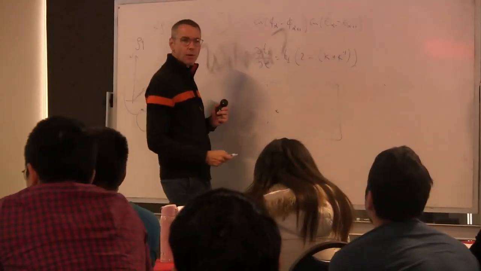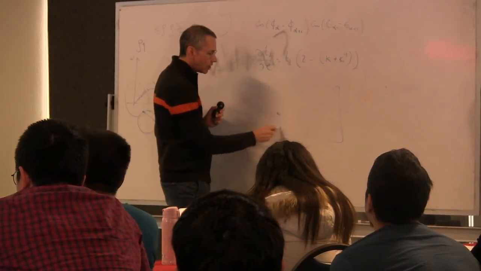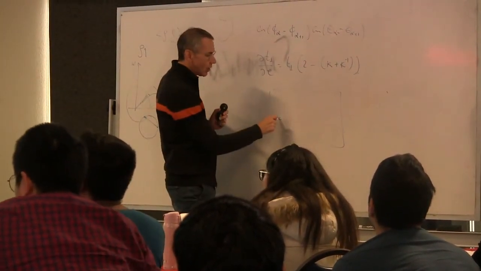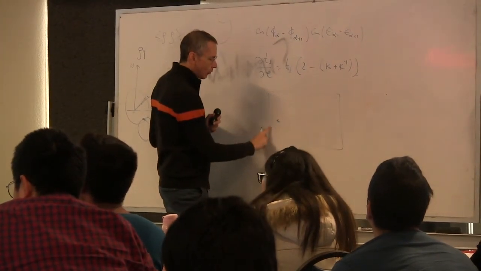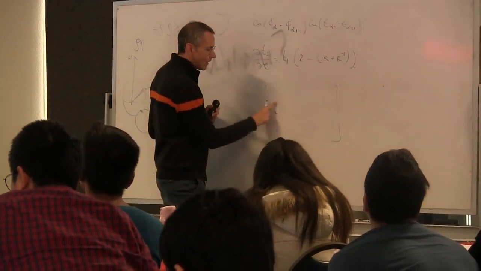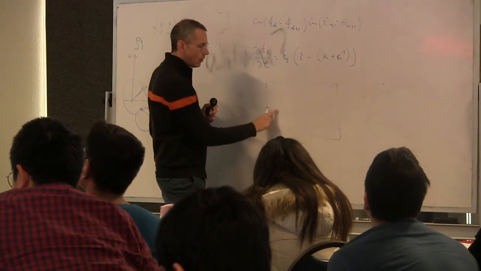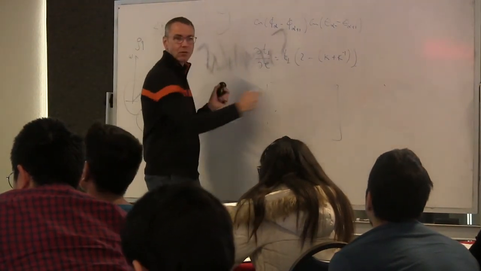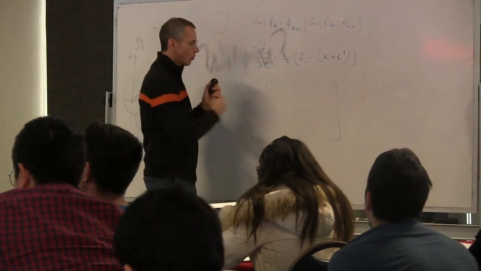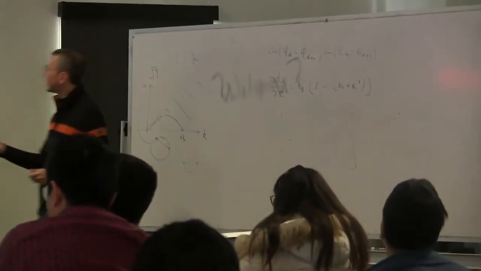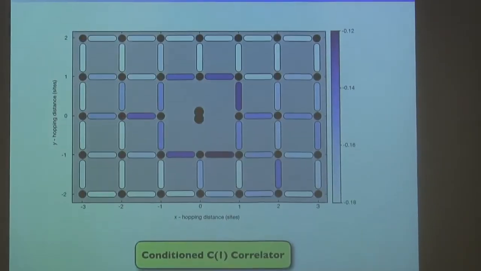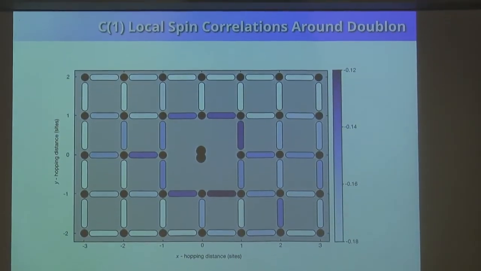Now we want to know what are the correlations around this doublon. How are the antiferromagnetic correlations changed around this doubly occupied site? So what we do is we recenter all the data around the doublon. That's what you see here. We take all the data with the doublon appearing in real space randomly, look at the correlations around this doublon, then recenter the coordinate system around the doublon, and look at the different correlation functions. And here you see the C1 correlator.